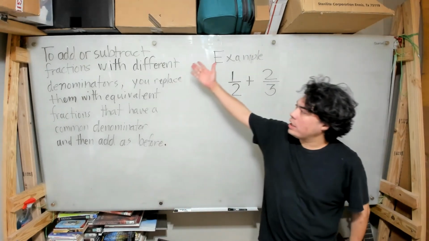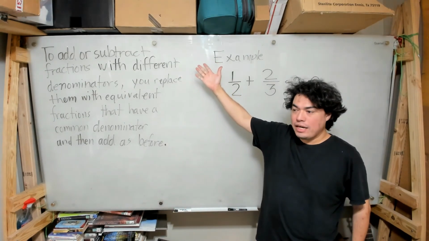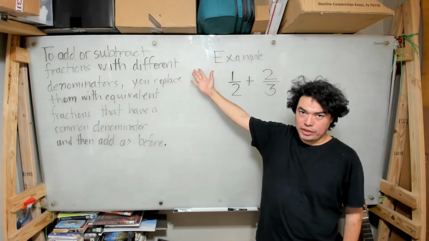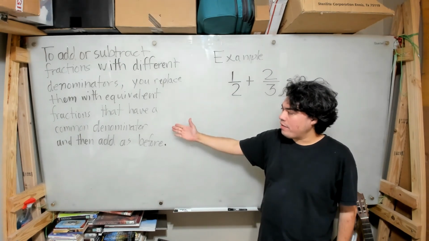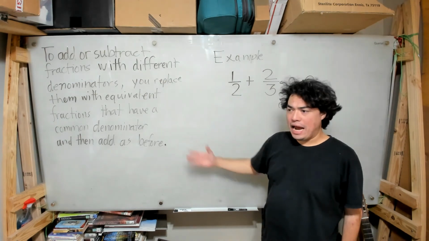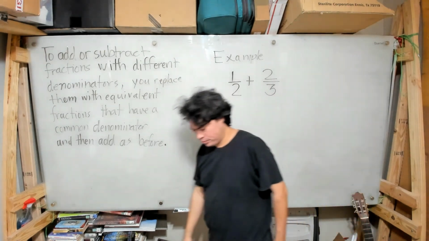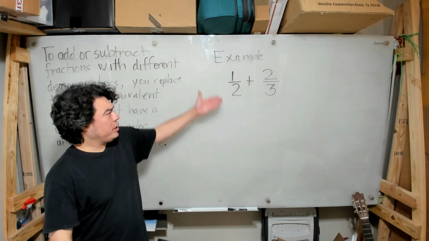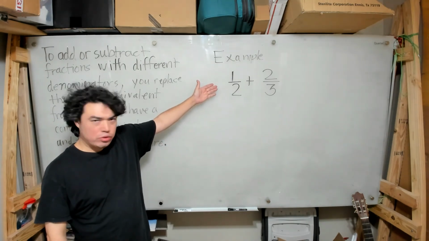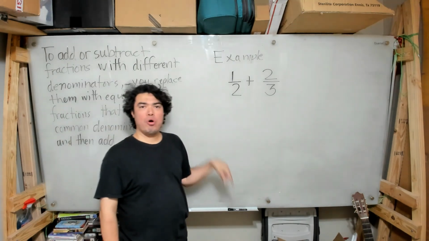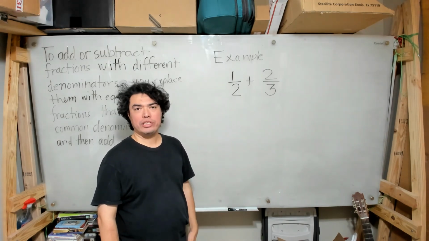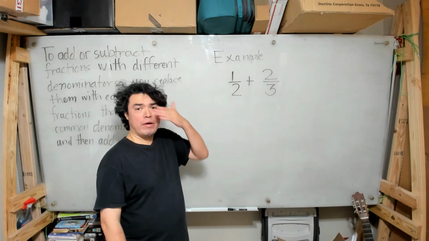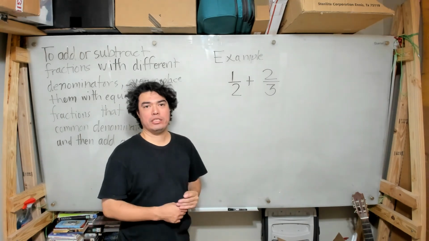So now we're gonna finally add and subtract fractions with different denominators. And to do that, you replace them with equivalent fractions that have a common denominator and then add or subtract as before. For example, here, I have 1/2 plus 2/3. Up until this moment in our discussion so far, we would not have been able to handle this problem. But now, finally, we will be able to handle this problem.